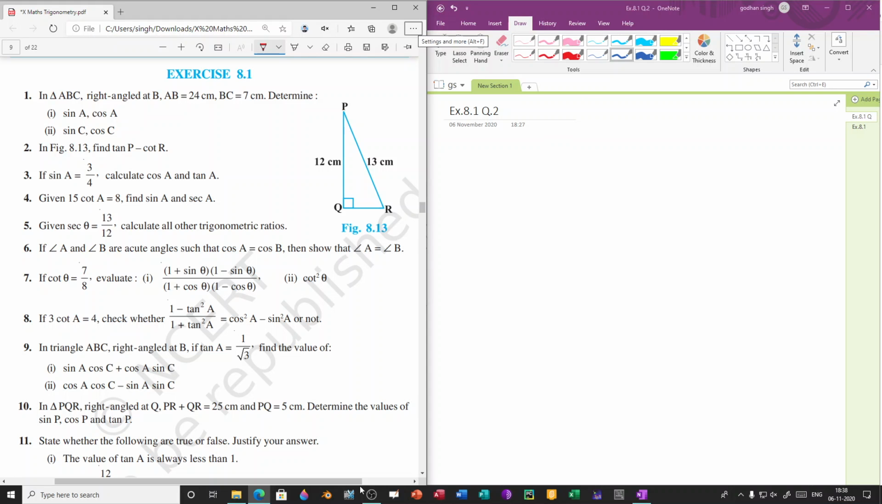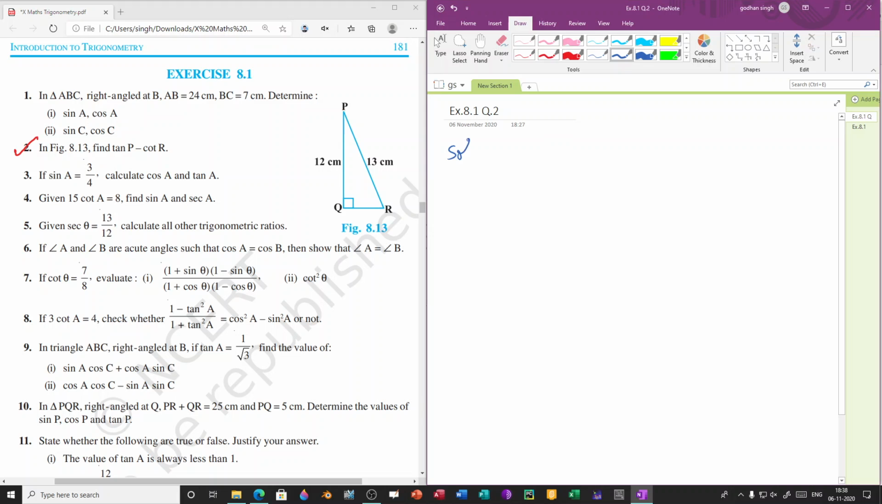Exercise 8.1, question number 2. In figure 8.13 find tan P minus cot R. So this is figure 8.13 and only two sides length are given, third is not given, but that we can easily find with the help of Pythagoras theorem. Because triangle PQR is a right triangle, we can use here Pythagoras theorem and obtain the value of QR.